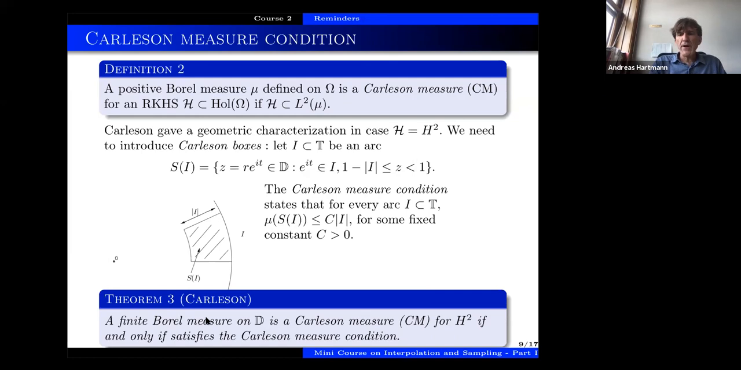Just a little remark, this theorem, you can prove it, for example, by showing that the reproducing kernel test, in a sense, implies more or less this, using a kind of Schur test.